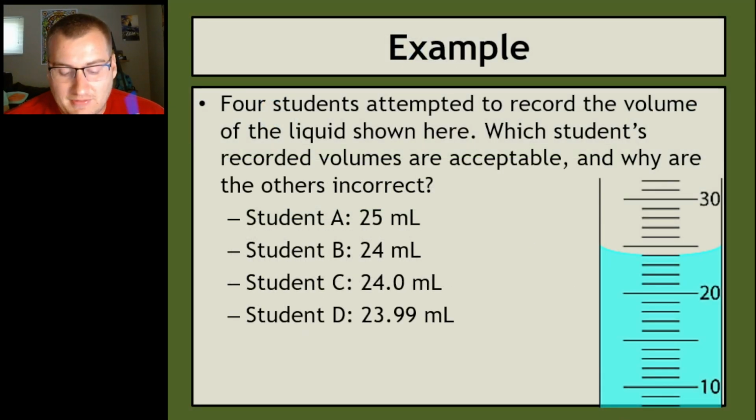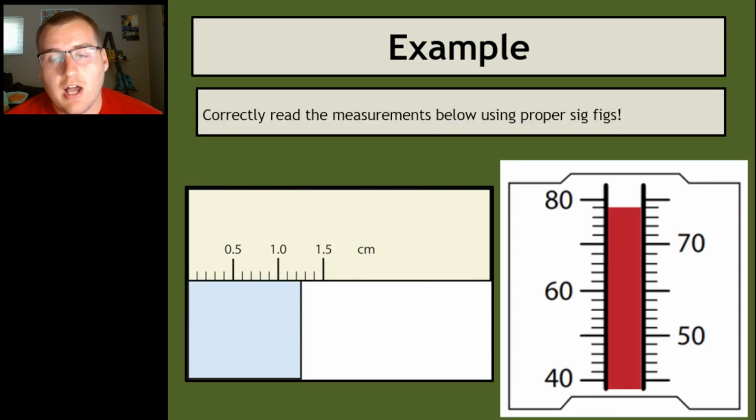I know it's kind of annoying and very specific, but this literally shows up on the AP exam probably every other year. Here's a couple more examples we want to try to properly read. I have a ruler on the left, we have a thermometer on the right. Let's try to use our idea. Now, depending on how our ruler looks, our precision is going to have more or less decimal places than our example before.